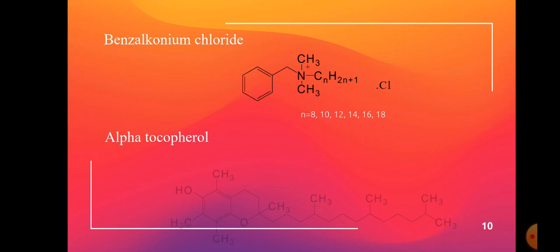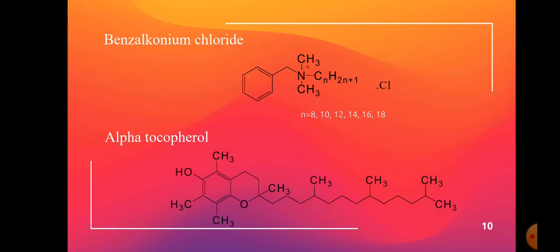The next compound is alpha tocopherol. This is the structure of alpha tocopherol. They are the methylated phenols, natural mixtures of tocopherol consists of alpha, beta, gamma and delta isomers, amongst which alpha form is more effective. By preventing the growth of microorganisms, they maintain the freshness and shelf life of products.